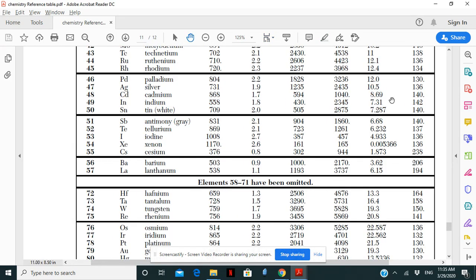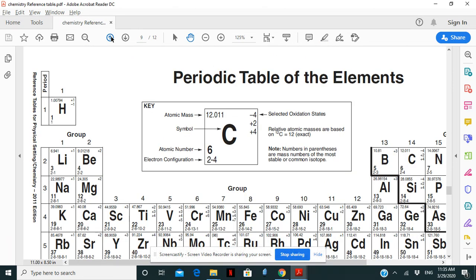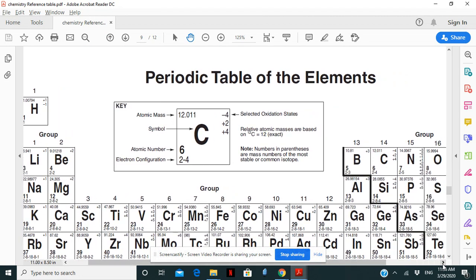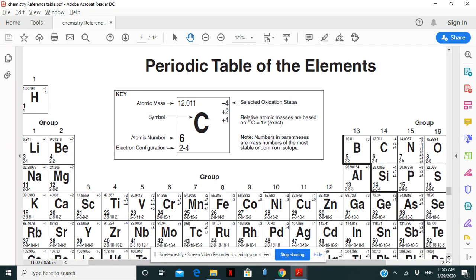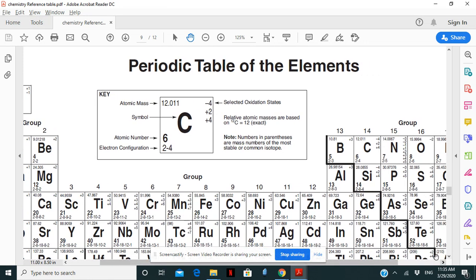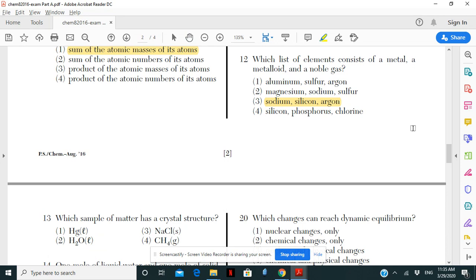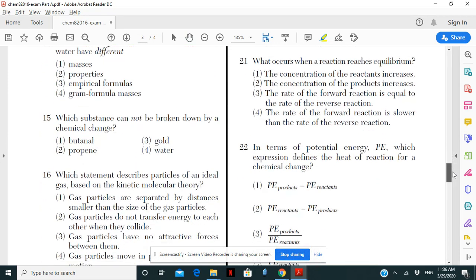I'm going back to the reference sheet. The metalloids are on the chair, this staircase. So I'm looking for boron, silicon, germanium, arsenic. Since silicon is a metalloid, that's why I picked group 3.